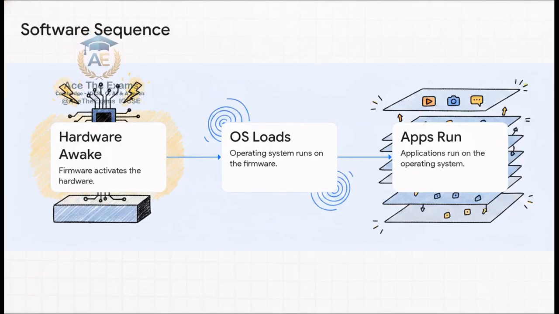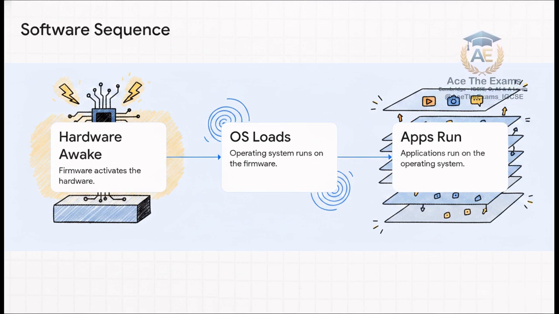So, to recap this boot sequence, it builds upon itself in a very strict order. Step 1. The firmware activates the hardware. Step 2. The operating system loads up on top of that firmware foundation. And finally, Step 3. Your applications run on top of the operating system. It's like building a house. If any single layer is missing or broken, the whole sequence just collapses.